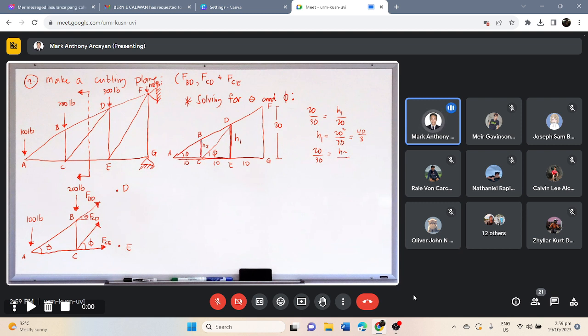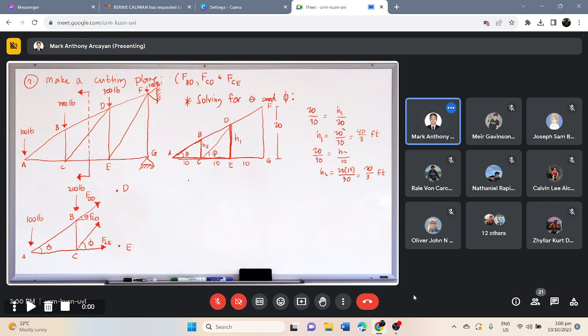Then for H2, by similar triangles again, 20 over 30 is equal to H2 over 10, for this small right triangle. So H2 is equal to 20 times 10 over 30, that is equal to 20 over 3, in feet. So we have now obtained H1 and H2.